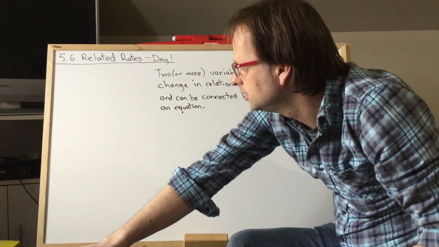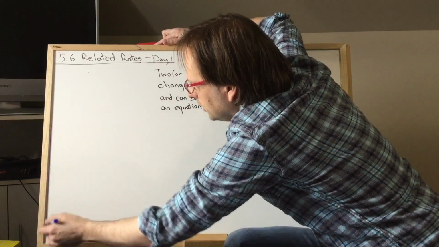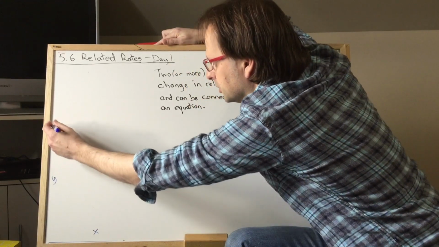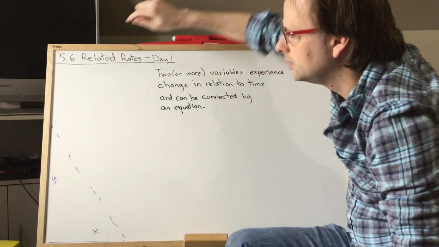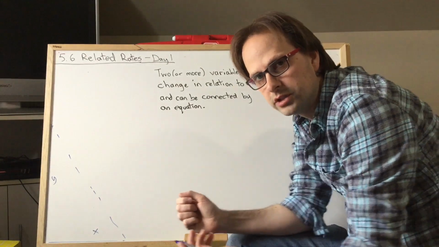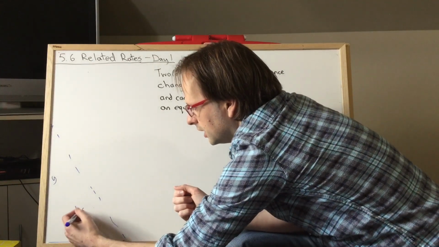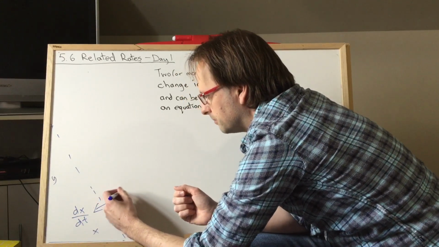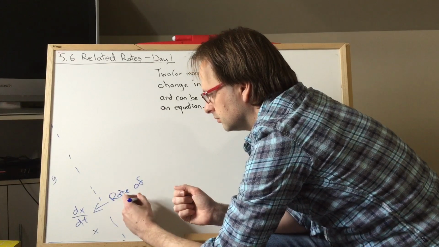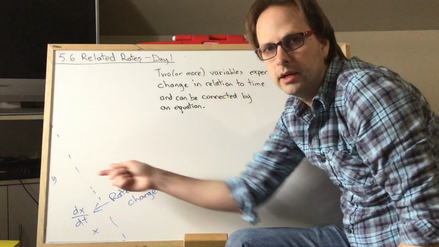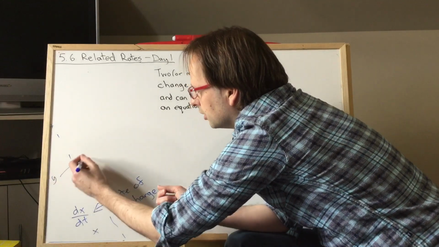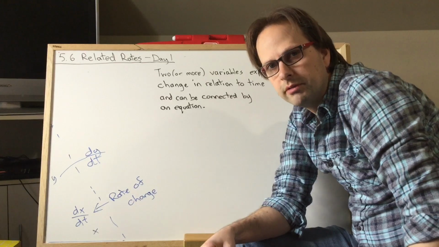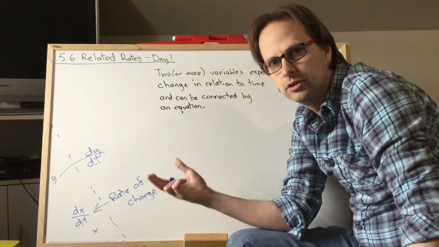Okay, we've got certain dimensions. We've got a height, we could call it y. We've got a width, we could call it x. There'd be the ladder connecting them up. And the rate at which x is changing, the rate at which I'm pulling it out, is the change in x with respect to time. Rate of change. Similarly, y is going to have a rate of change, and that's going to be called dy by dt. In other words, they're the derivatives of x and y with respect to time.